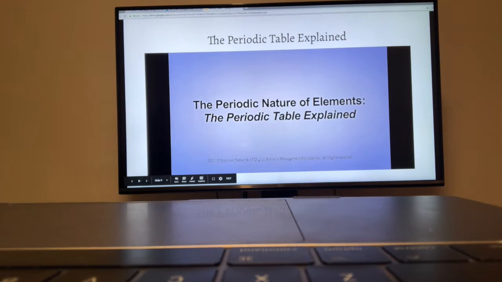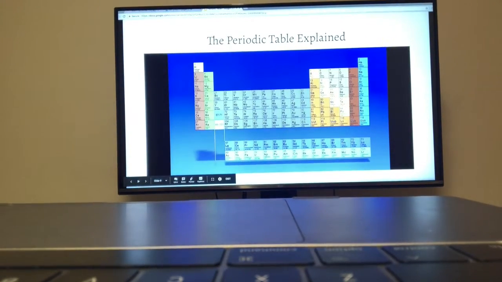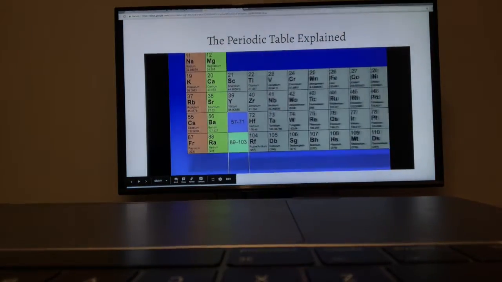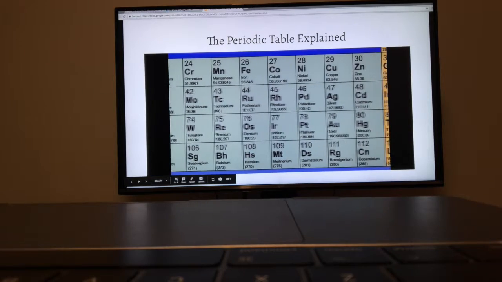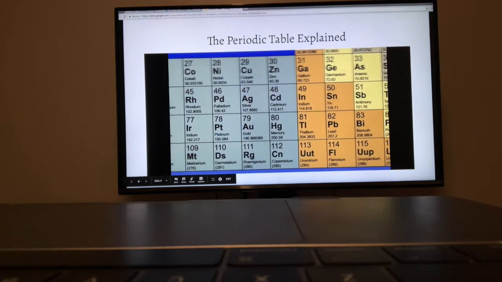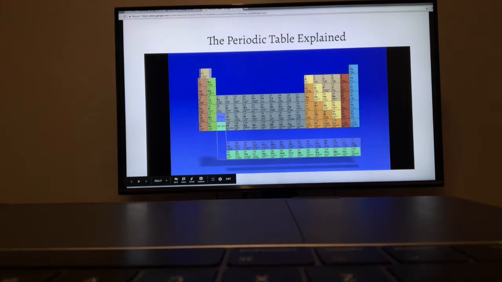The periodic nature of elements, the periodic table explained. Although the periodic table of elements looks complex, it is easier to follow once you learn how to use it. First, the letters are symbols. Each box represents an element. Each element is made up of the same kind of atom with a specific number of protons in its nucleus, the atomic number. For example, H represents hydrogen. All hydrogen atoms have 1 proton.